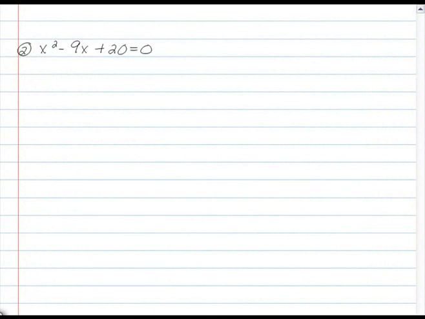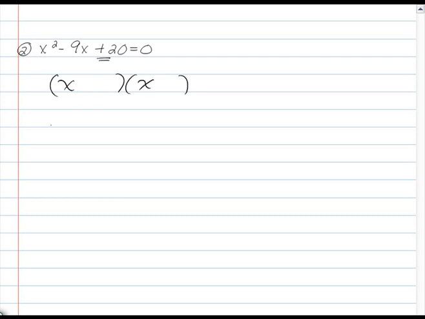So for our second example, we have x squared minus 9x plus 20. Again, it's equal to 0, so we're all set up to work this problem. We're going to go ahead and start factoring since there's no number in front of our x squared and there's nothing in common. So we're going to do our 2 parentheses.